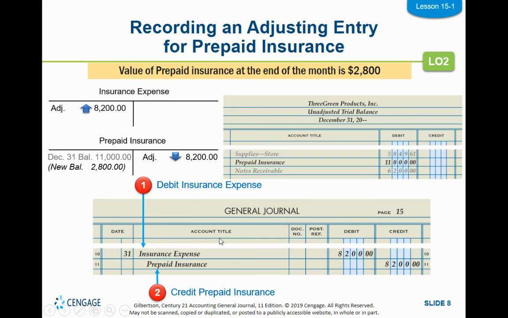So those adjustments are almost identical to what they were in part one with a proprietorship. The only difference is we're not using a worksheet. We're doing them directly into the journal.